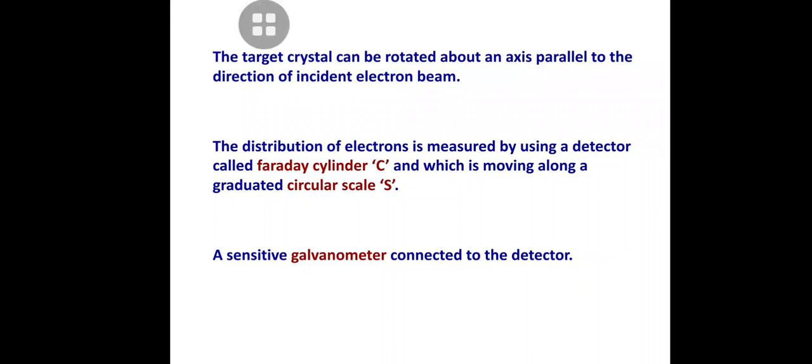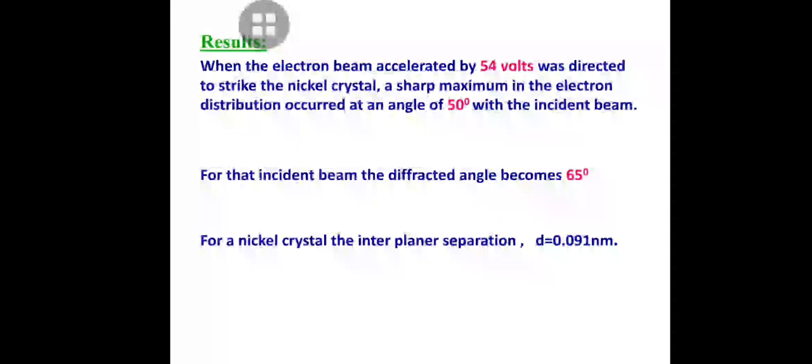The distribution of electrons is measured by using a detector called Faraday cylinder C, which moves along a graduated circular scale S, with a sensitive galvanometer connected to the detector.